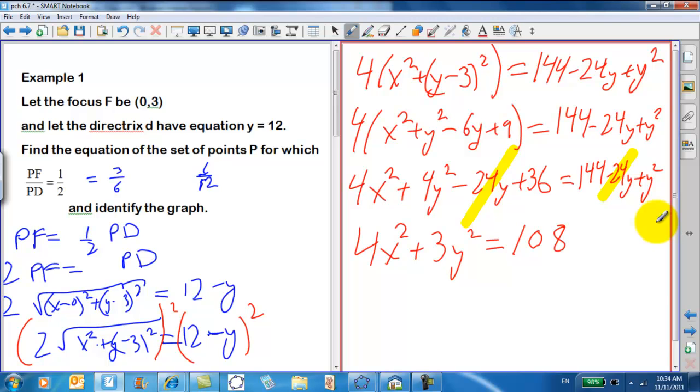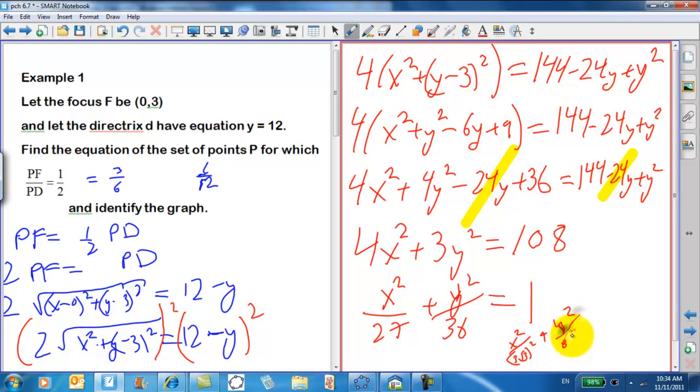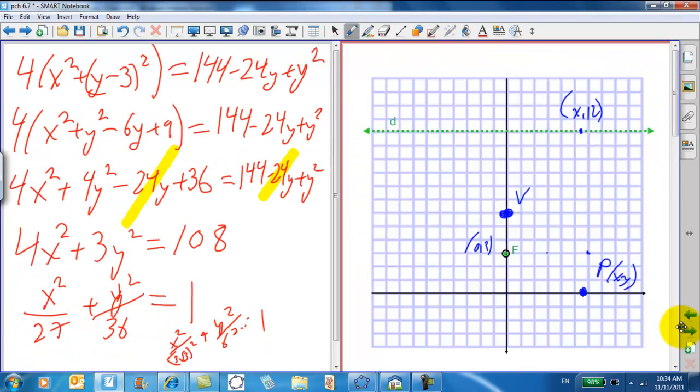And if we divide through by 108, we'll get x squared over 27 plus y squared over 36 equals 1. And using our little approaches there, that's x squared over 3 root 3 squared plus y squared over 6 squared equals 1. And let's see if that matches up with our graph here.